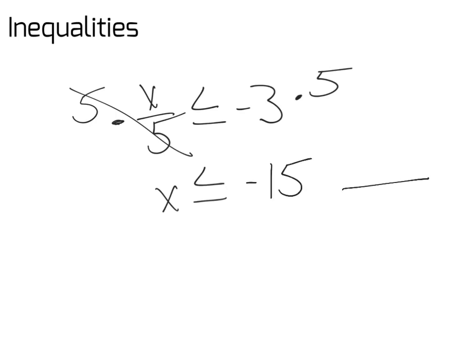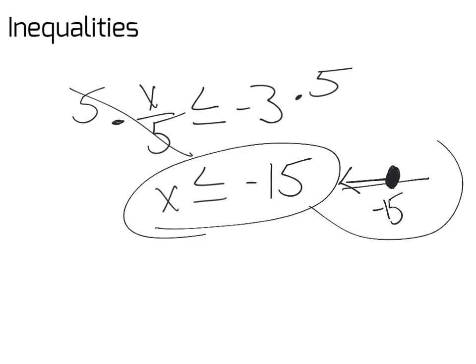And then I'm going to have to graph that, remember. So I'm going to find negative 15 on a number line. I'm going to fill that in because it's less than or equal to, and less means left. So I'm going to go to the left, and I'm going to have my inequality statement, and I'm also going to have my graph to solve that problem.